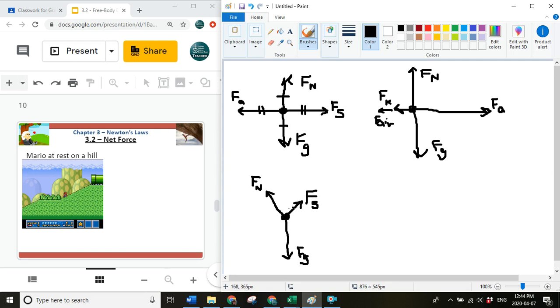The force of friction is always parallel to the surface, or parallel to the contact between Mario's foot and the surface. So it's acting this way. Without that force of friction, it would be like he's on an icy surface and he would just slide down. So friction is a bit of a saving Mario's life here. It's stopping him from sliding.